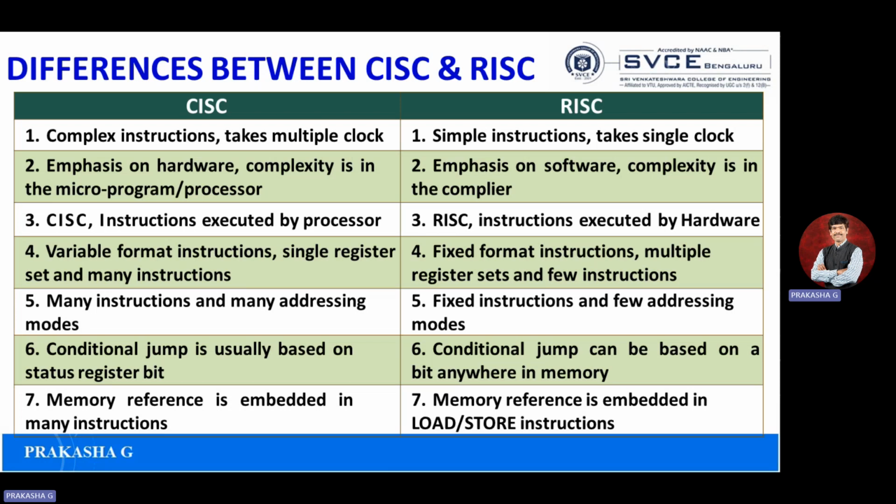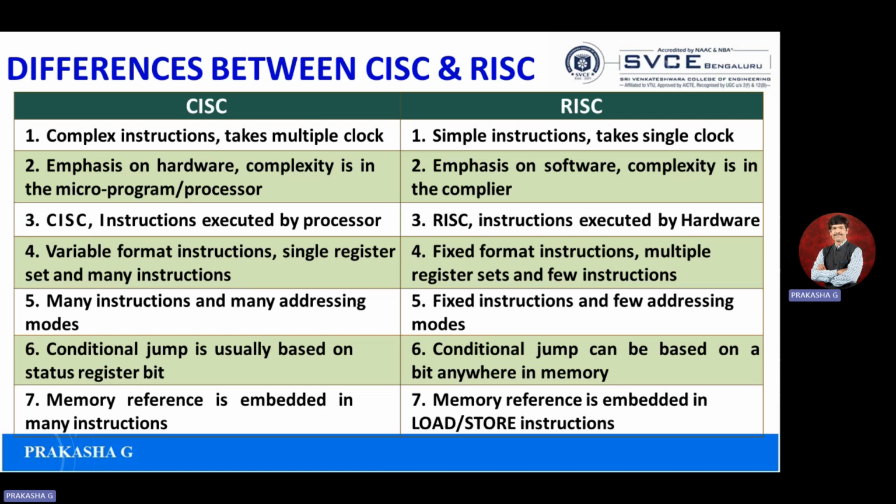We will see how the instructions come into the picture. So this is the major difference between CISC and RISC. Many instructions and many addressing modes in CISC, fixed instruction format and few addressing modes in RISC. That is the difference. Conditional jump is usually based on the status register bit.